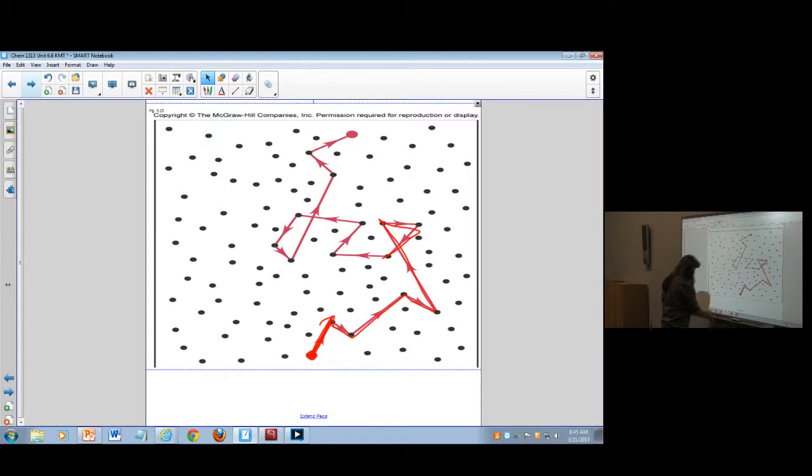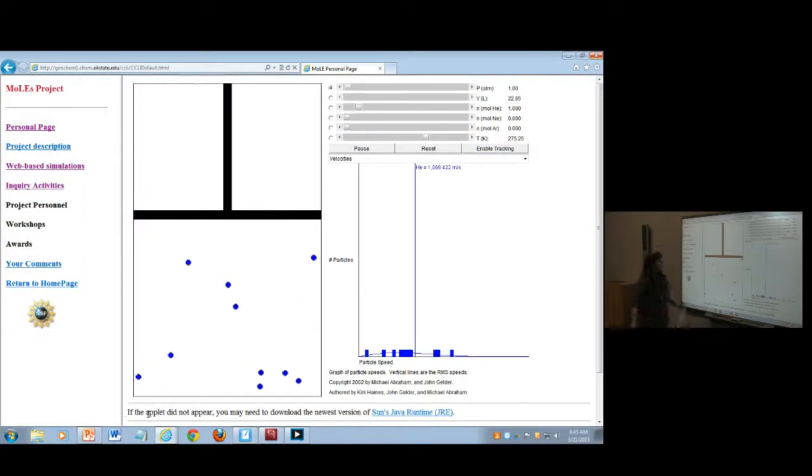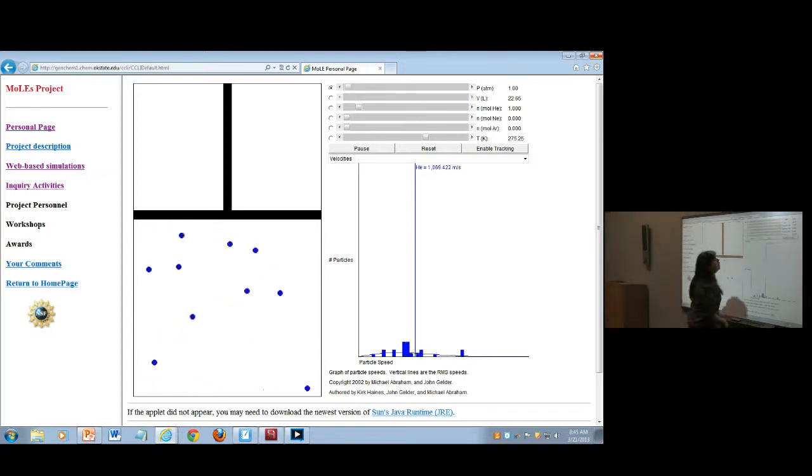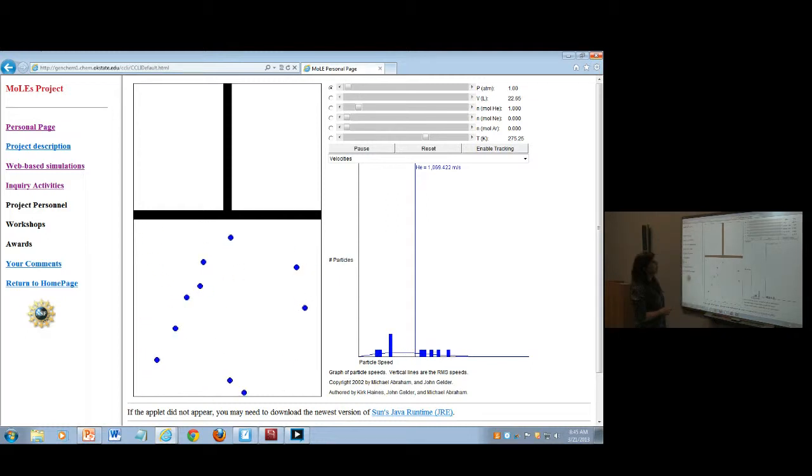So I want to show you this other gas activity that Dr. Abraham and Dr. Gelder have provided us. In this case, we have 1 mole of helium, and we have the pressure at 1 atmosphere. We have a volume of 22.65 and a temperature of 275.